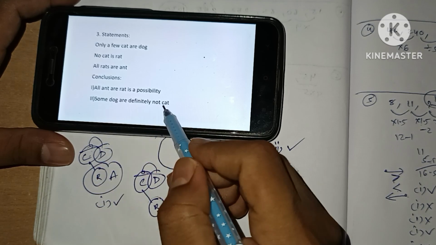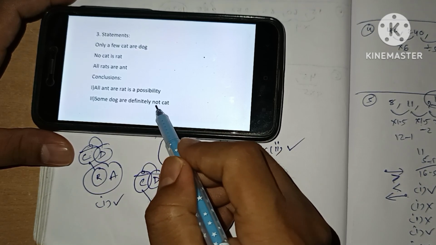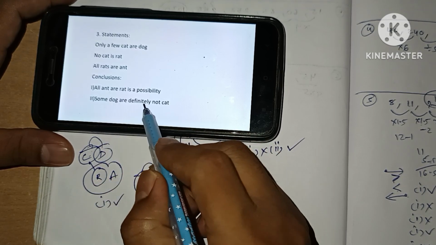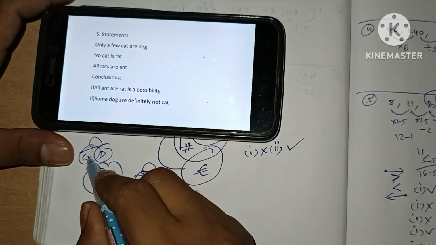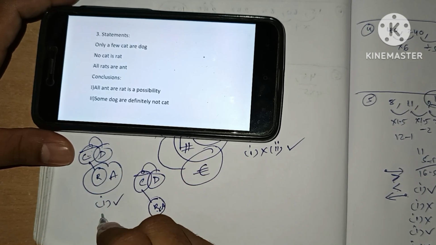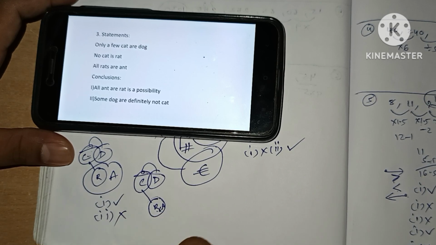Some dog are definitely not cat. Here we see a not, so we check whether all dog can be cat or not. All dog can be placed inside cat, as it is possible. If all cases are possible, the some-not case fails.